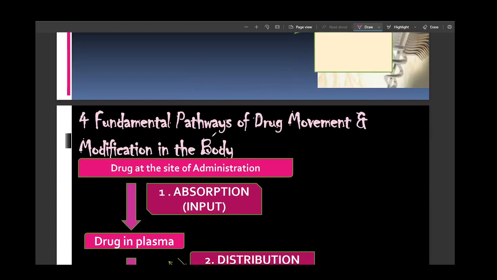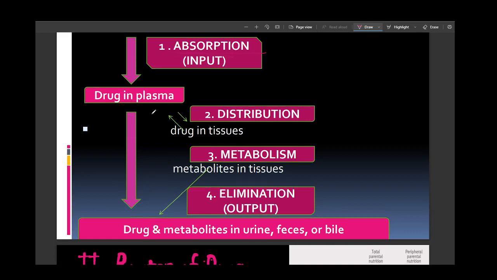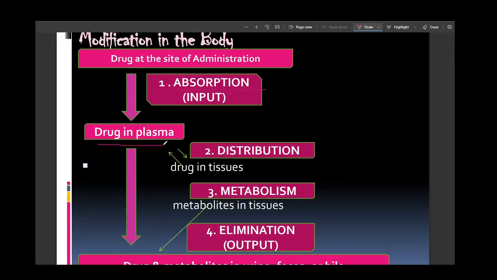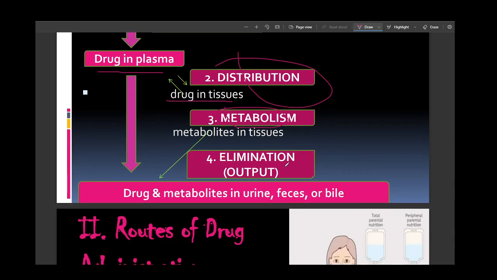So, fundamental pathways of drug movement and modification in the body. As you can see, there is the drug at the site of administration, then there is absorption after it is taken into the body, then the drug is in the plasma, and then there's the distribution of the drug, and it goes into the tissues. Then there's the metabolism in the liver, and then the elimination in the kidneys. The drug can be excreted in urine, feces, or bile.